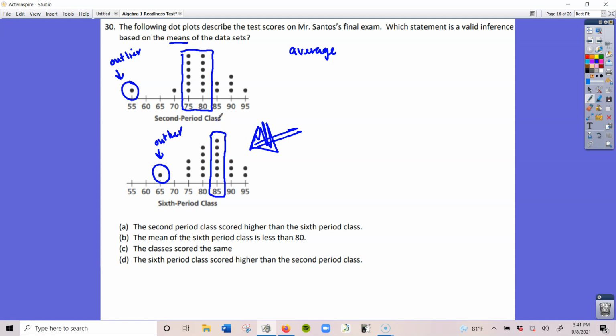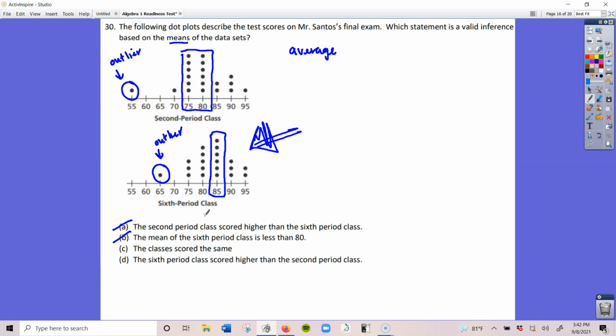The closer on the right your dots are, the larger the average will be. The second period class scored higher than the sixth period class. We just said that the second period class did lower than the sixth period. So this is no. The mean of the sixth period class is less than 80. So mean, remember, mean means average, of the sixth period class, it's not going to be 80 because the majority is at 85. So that means it'll be closer to this end.